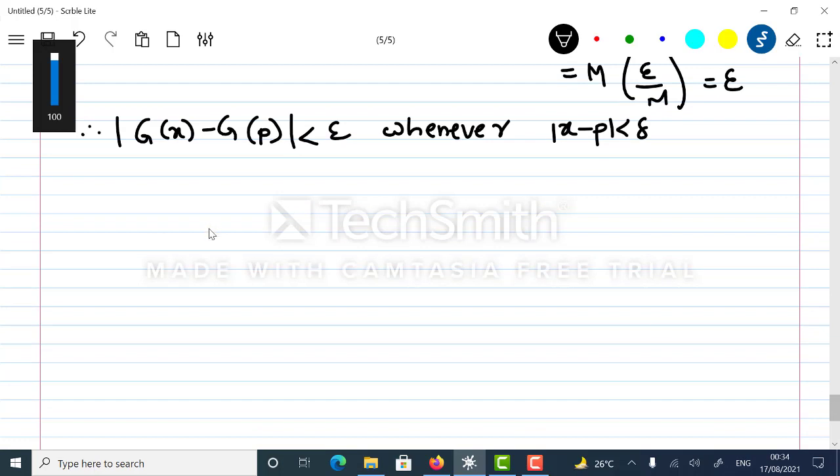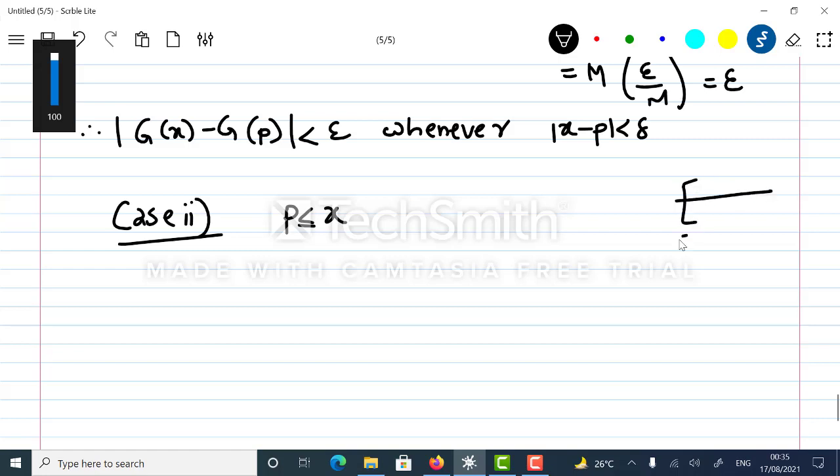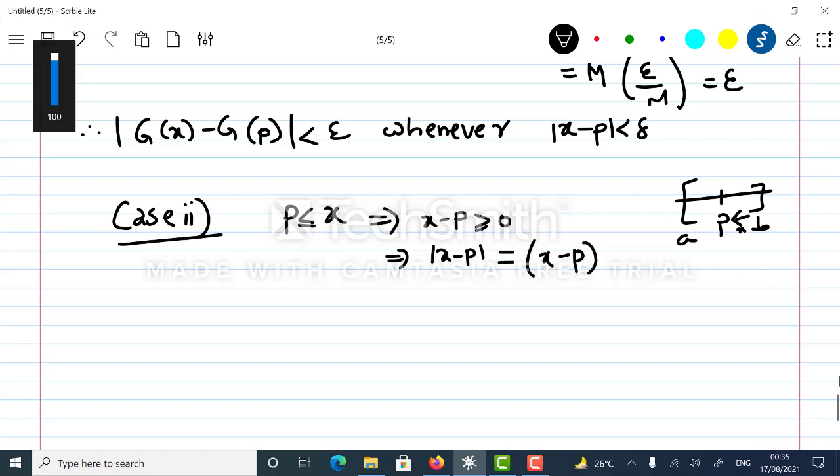Now let's prove case 2. Case 2 says that if I approach p from the right hand side, something like this: this is a, this is b, this is p. I'm approaching p via the right hand side. So what does this imply? This implies x minus p is greater than or equal to 0, and this would imply mod x minus p is the same as x minus p only, since it is positive, right?